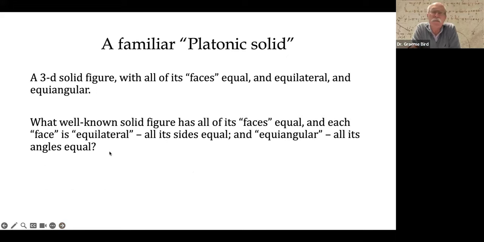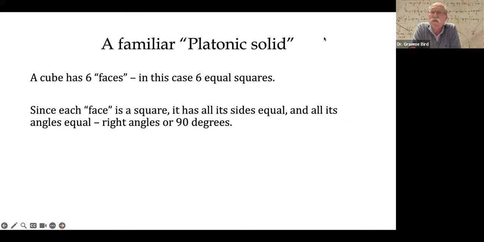And actually, this slide, we've already done this, right? Which well-known solid has all of its faces equal? So the cube, we already did it. Okay, but there's going to be 4 others that are maybe less familiar. Just to repeat what we did, each face, remember we're going to use face for the sides of a 3-dimensional solid. They're like planes, and they're going to be all equilateral and equiangular. Okay, but let's look at the other ones.